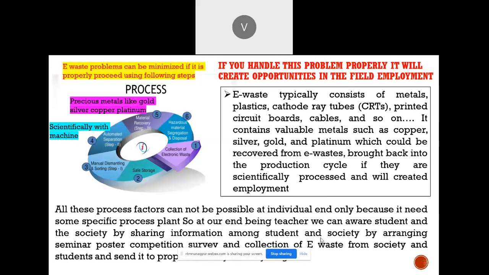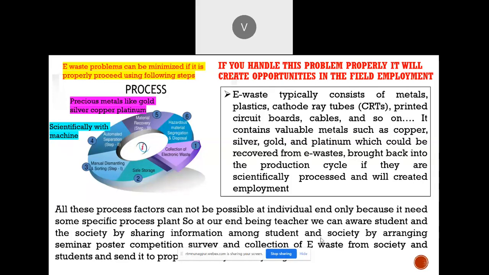So this e-waste problem can be minimized if it is properly processed using the following steps. The first one is the proper collection of electronic waste. Second, it should be safely stored initially. Next, it should be initially sorted manually. Then it should be separated by a scientific process with the help of machines. Then from the separated material, precious metals like gold, silver, copper, platinum can be recovered by a specific scientific technique. And after that, whatever hazardous material remains should be disposed of properly.